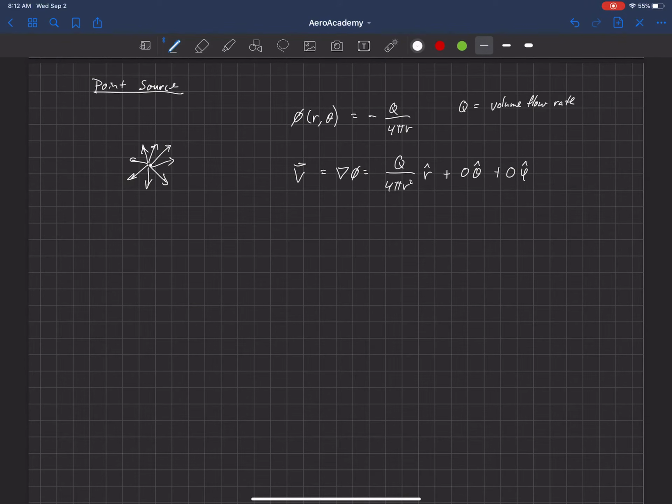Now notice that the point source also has a singularity at r equals 0. We'll just write that down. Singularity at r equals 0. That's right at the center here, where this does not satisfy Laplace's equation, but at every other point in the flow it does satisfy Laplace's equation. And you can see that the velocity drops off as 1 over r squared, and that's to keep the volume flow rate constant throughout the flow field.